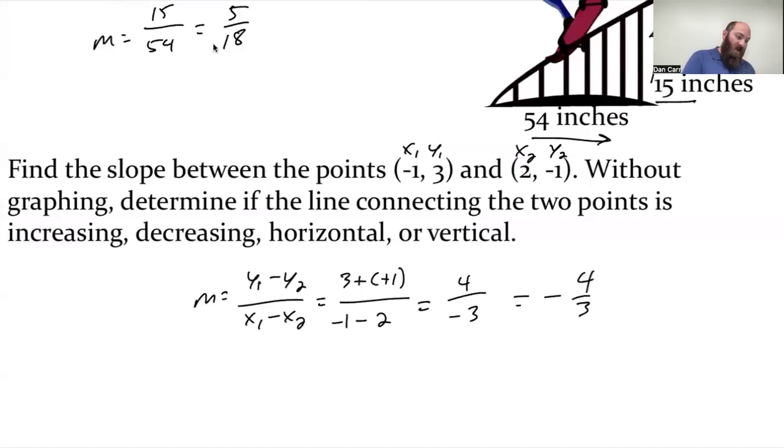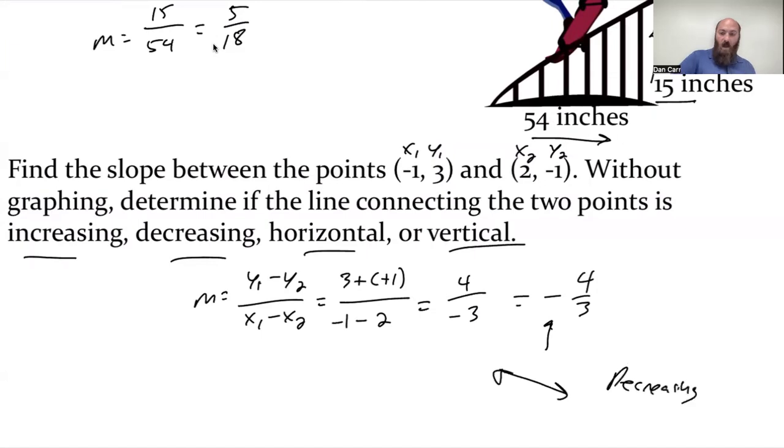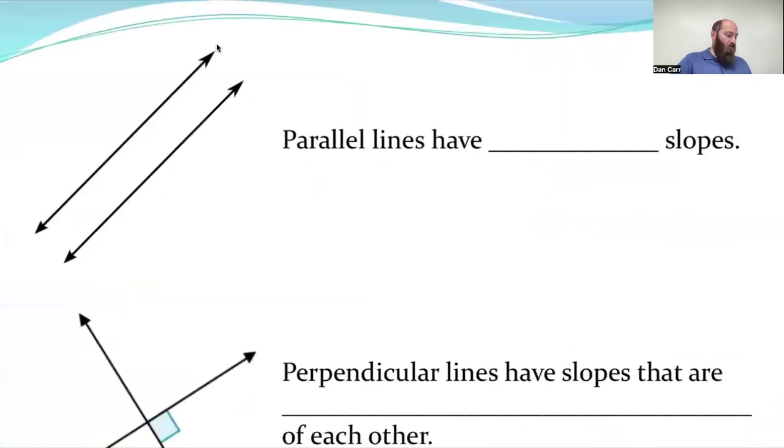Without graphing, we can tell if the line connected is increasing, decreasing, horizontal, or vertical. It is a negative slope, so it is a decreasing line. Okay, so that's my proof there.